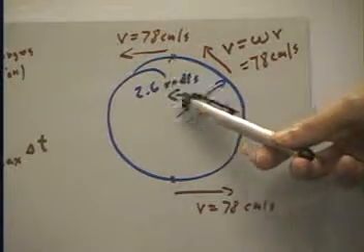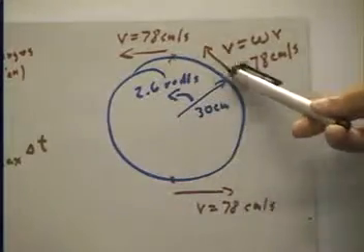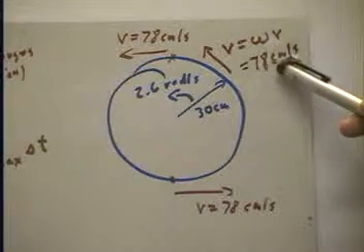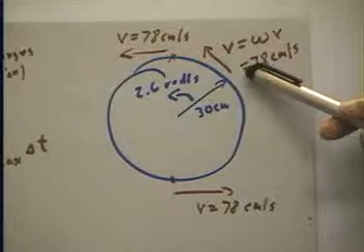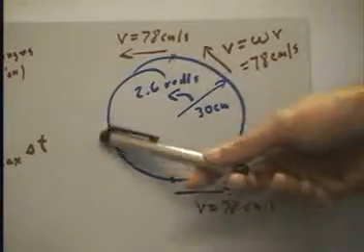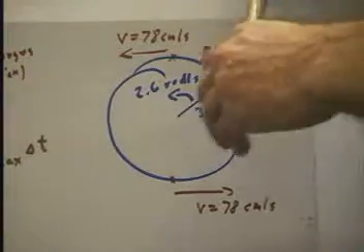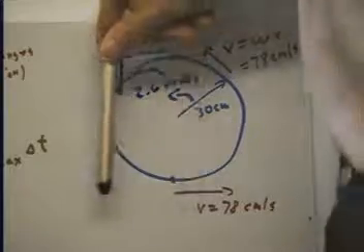Remember, each radian here corresponds to 30 centimeters along the rim, so 2.6 radians will be 78 centimeters, and 2.6 radians per second will be 78 centimeters per second. So at any position here, the speed of this reference point around the circle is 78 centimeters per second.